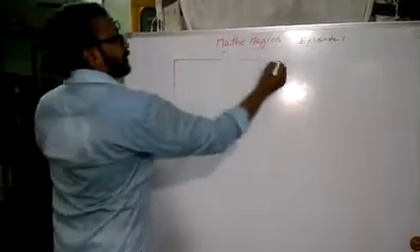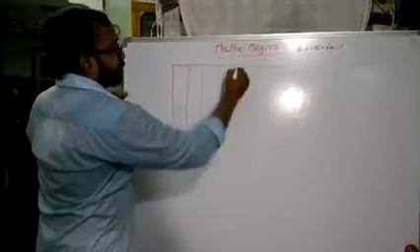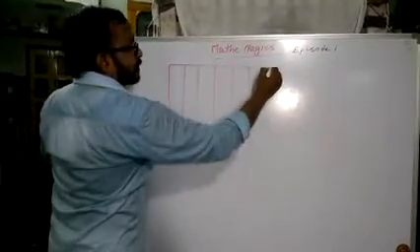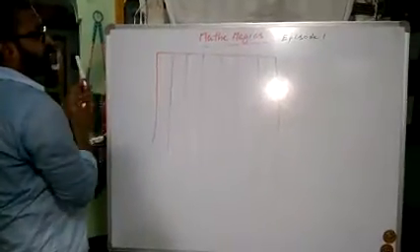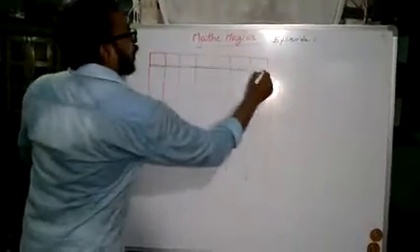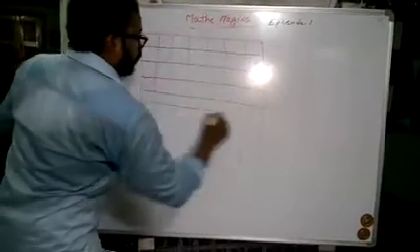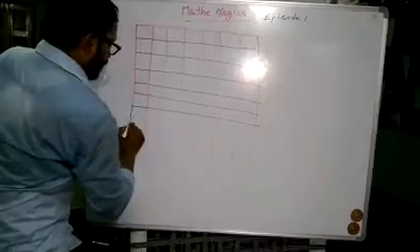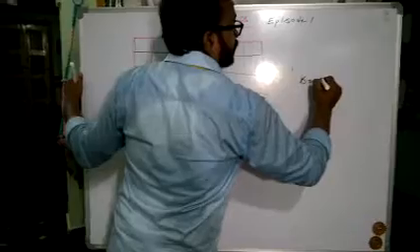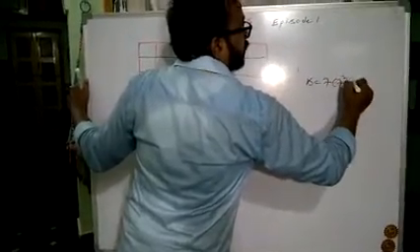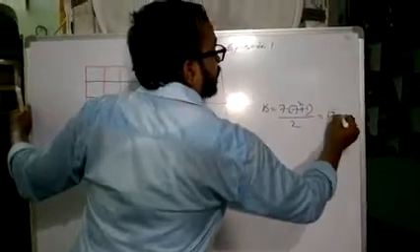Now we go with 7 by 7. There are 7 boxes, 7 columns, 7 rows: 1, 2, 3, 4, 5, 6, 7. Here the magic constant is k equal to 7 into (7 squared plus 1) by 2, that implies 175.